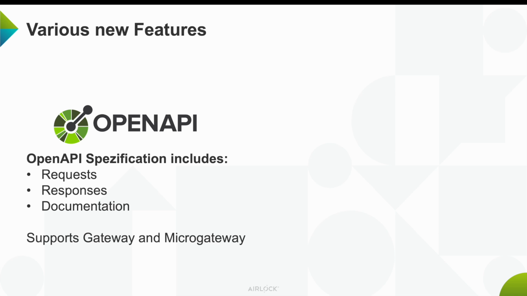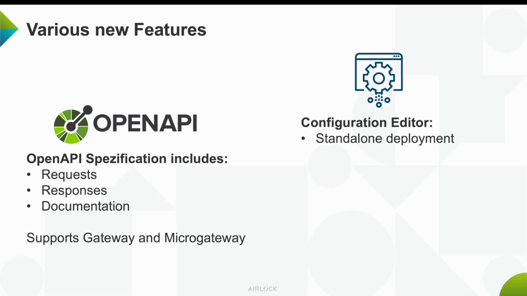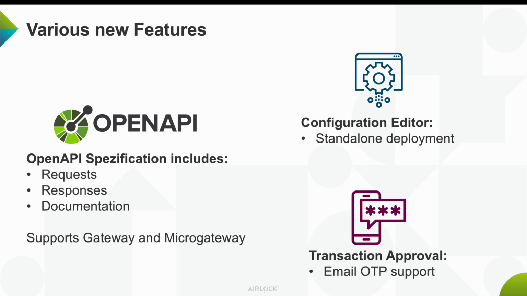So if you have some tooling to help you with your REST APIs, then the documentation will help you to understand what our REST API will actually be doing. For those that are in Kubernetes environments, the configuration editor is now also available as a standalone deployment, which may be helpful to you. And last but not least, we've been asked to add email OTP support for transaction approval. And yes, we did do exactly that.